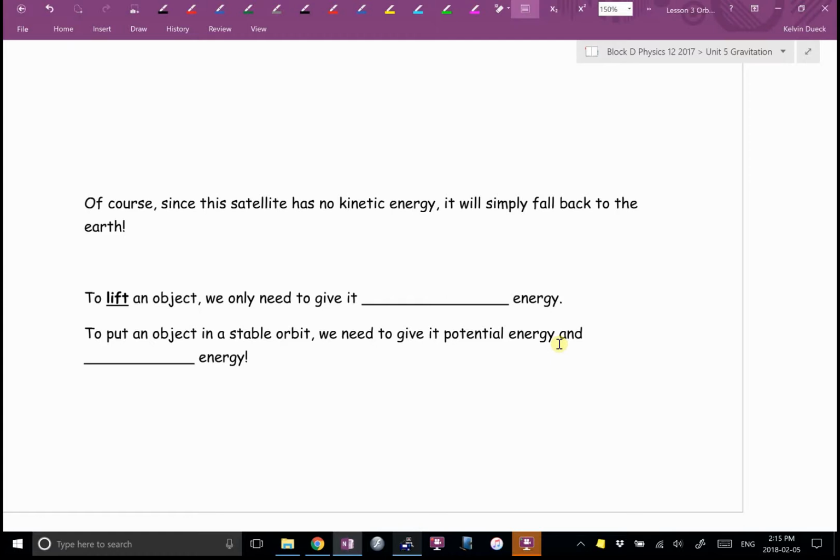To lift an object, that's why I underlined the word lift, we only need to give it potential energy, and you can make a little note, negative big G, big M, little m, over R. Cosmic potential energy, not MGH. To put an object in a stable orbit, we need to give it potential and kinetic.